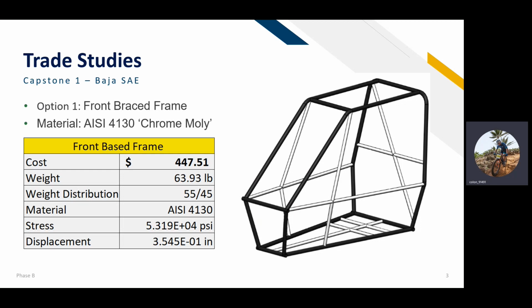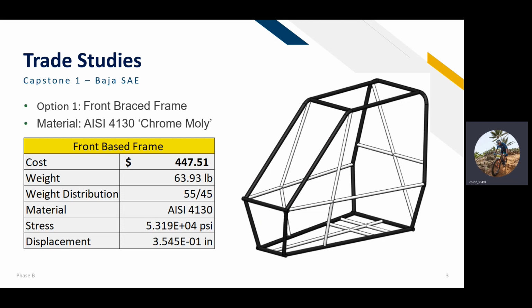For these operation diagrams, 3 different chassis alternatives will be shown. The 3 models were analyzed with the same material. The cost of the chromoly material was around $7 a pound, which was multiplied by the weight of the chassis. For this analysis, the following criteria were compared: cost, weight, weight distribution, material, stress, and displacement.